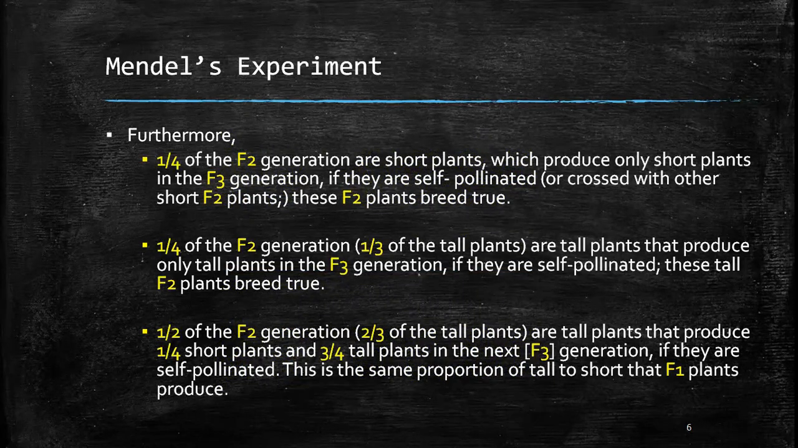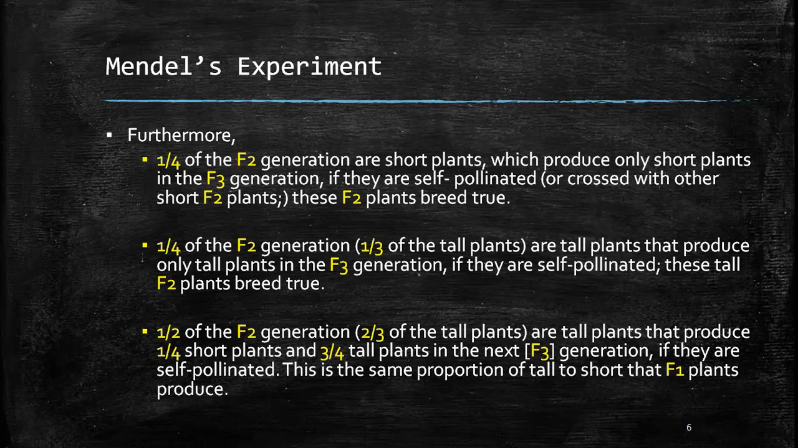In the generation F2, Mendel furthermore found that 1/4 of the F2 generation are short plants, which produce only short plants in the F3 generation, if they are self-pollinated. These F2 plants breed true. 1/4 of the F2 generation, 1/3 of the tall plants, are tall plants that produce only tall plants in the F3 generation, if they are self-pollinated. These tall F2 plants breed true.